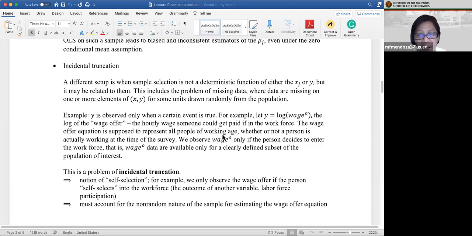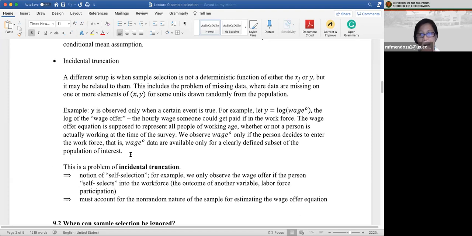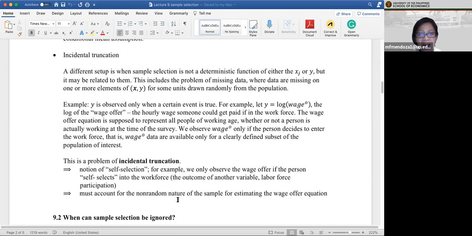However, we observe the variable wage superscript O, the wage offer, only if the person decides to enter the workforce. That is, these wage data are available only for a clearly defined subset of the population of interest. Okay. So if you are not working, then there would be no observed wage. Okay. This is a problem of incidental truncation. Here we have self-selection. We only observe the wage offer if the person self-selects into the workforce. Okay. So whether we observe the wage offer depends on the outcome of another variable, that is labor force participation. Okay. So we must account for this non-random nature of the sample for estimating the wage offer equation.